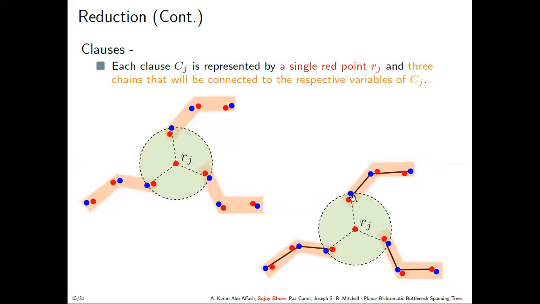If this happens, then we will not be able to connect this red point to anyone here, because all the blue points, the possible blue points within length 1, are hidden. Of course, this red point can be connected to someone, but then the length, or the bottleneck, will be increased. So we need at least one truth value.